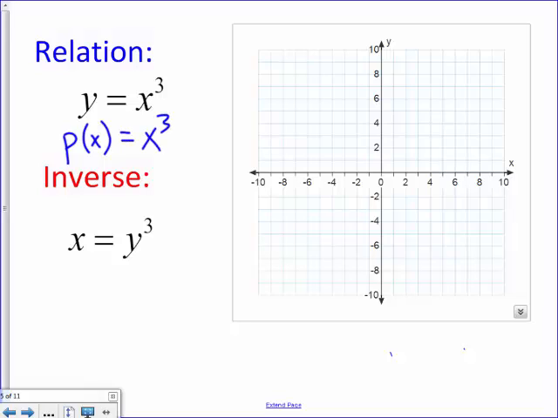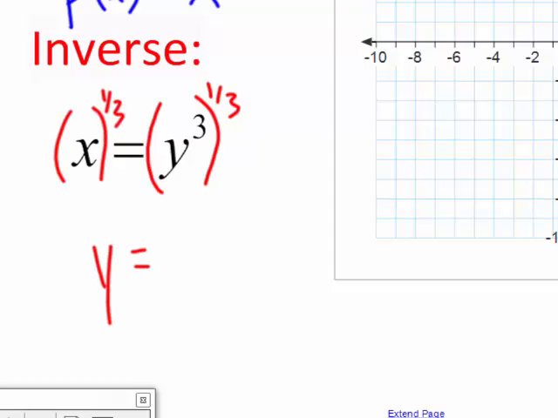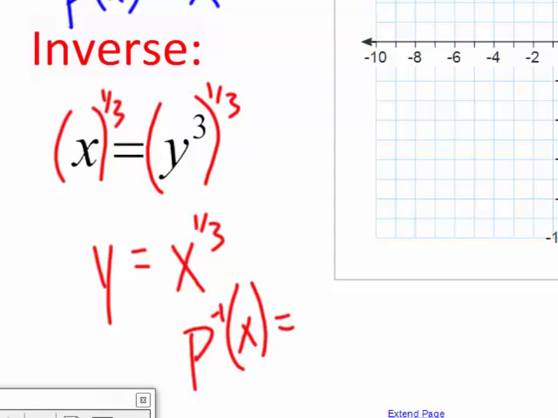So its inverse would mean we replace the x and the y. So basically, I just exchange their spots. So down here. And then I have to get the y by itself. So I'd have to take the y to the 1/3 power, which means I'd take the x to the 1/3 power, or I could take the third root. And I'd get y equals x to the 1/3. And if I want to write that in function notation, I called this guy p, I'd say p negative 1 of x equals x to the 1/3 power.